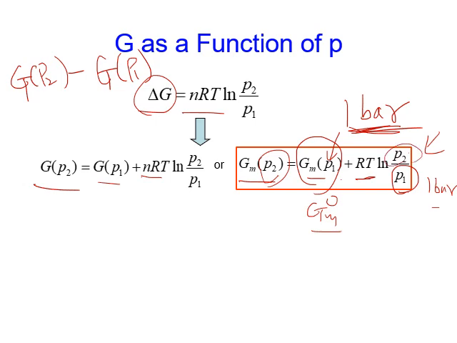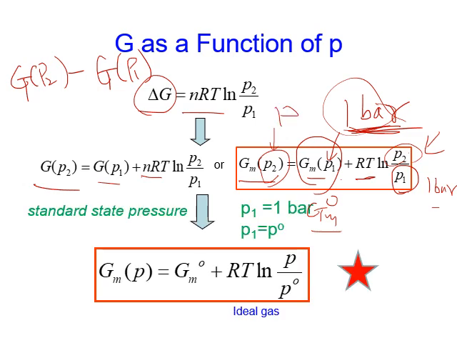P1 is a constant 1 bar, and therefore we don't need to use P2. We can use just P, and now we have this equation. The molar Gibbs energy at a certain pressure equals the standard state molar Gibbs energy, that's 1 bar, plus RT ln P over P naught, where P naught means the standard state, that's 1 bar.